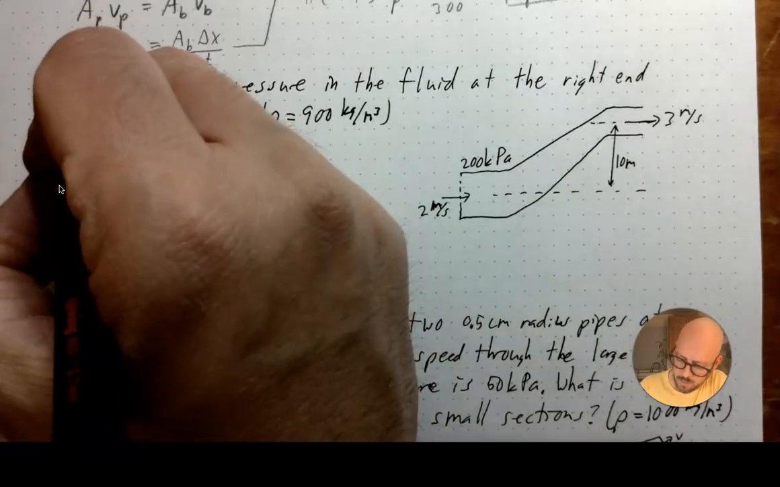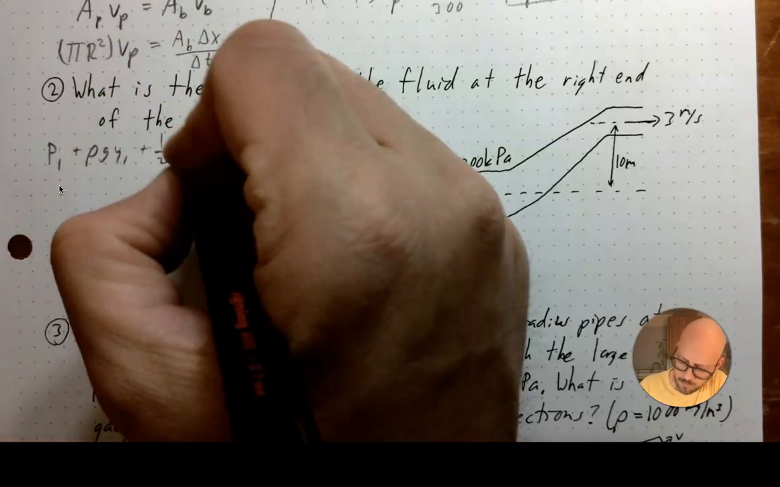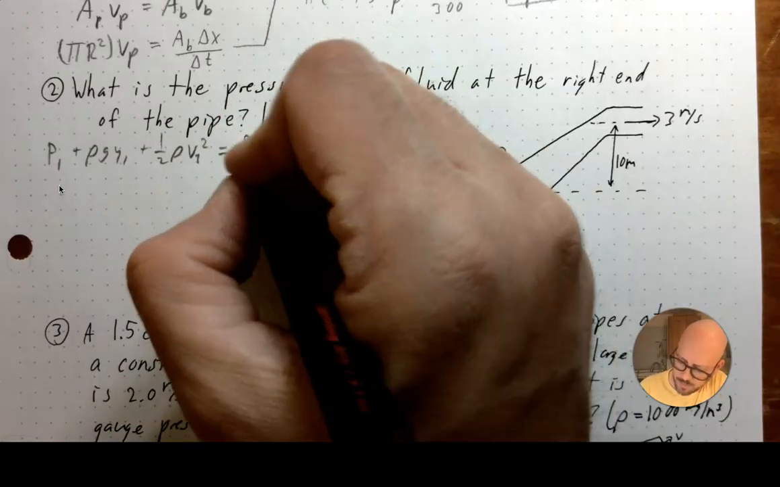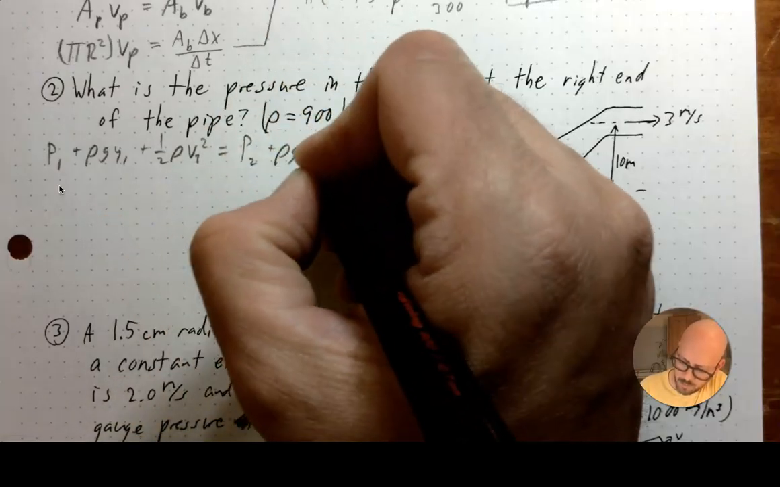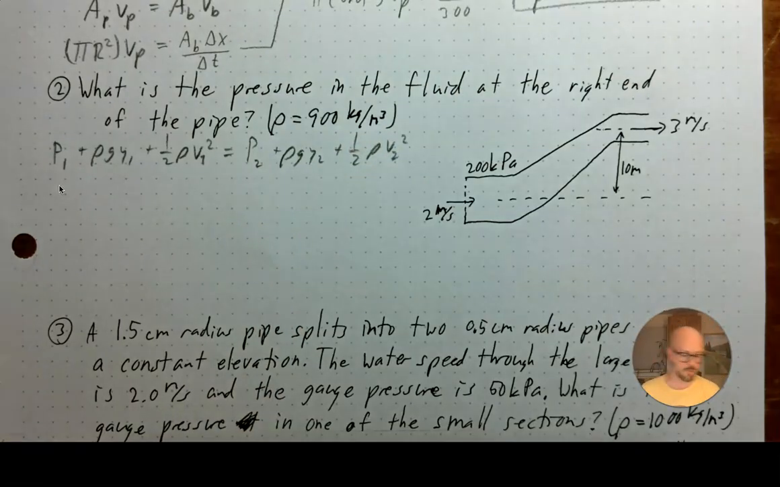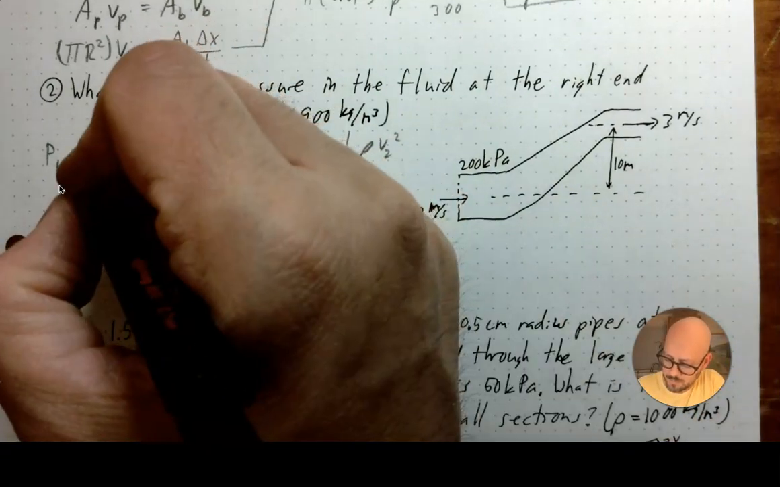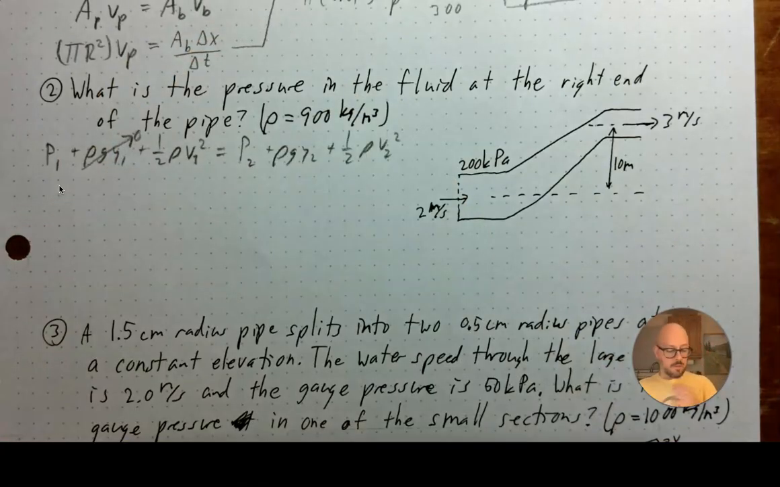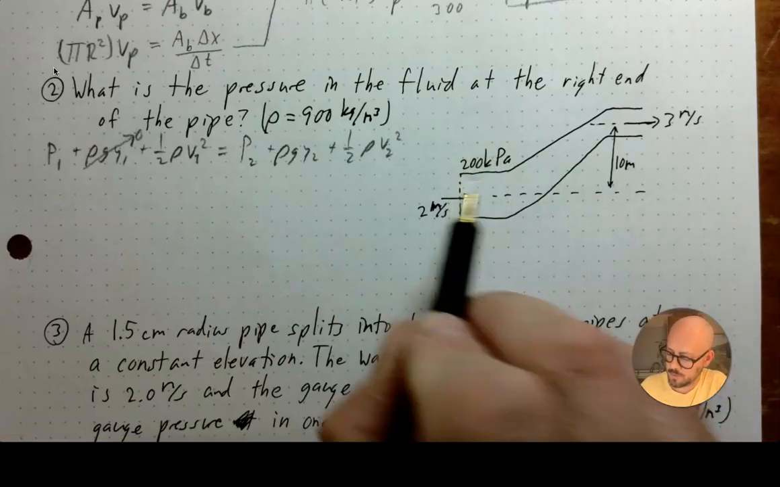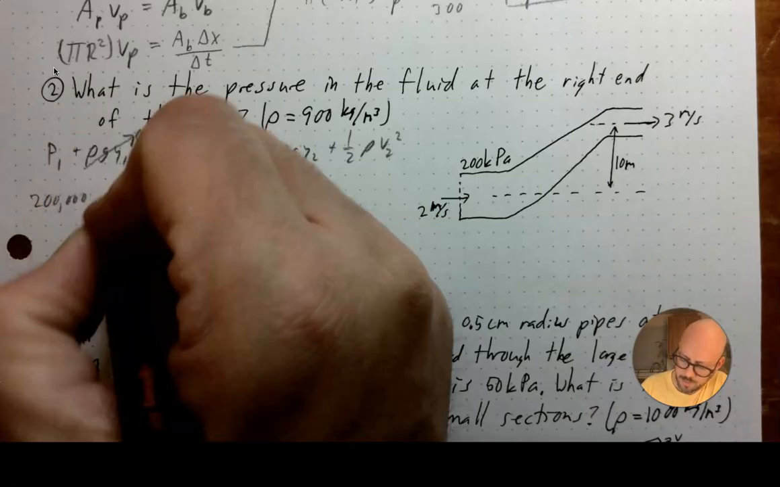So P1 plus rho g y1 plus 1/2 rho v1 squared equals P2 plus rho g y2 plus 1/2 rho v2 squared. And before I start plugging anything in, the middle of the bottom pipe is at the 0 line. And so I'm going to cancel that term out, and now I'm going to start plugging things in. I have everything I need, so I'm really just going to have to put numbers in the right spot. 200 kilopascals is 200,000 pascals.